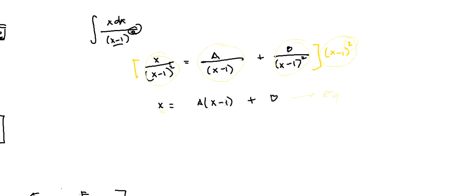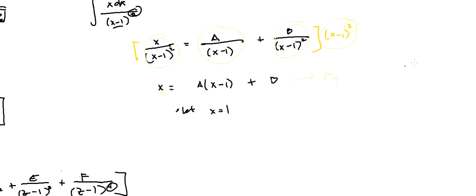Okay, so if we let x is equal to 1, then we have 1 is equal to A times (1 minus 1) plus B. So we cancel this out, 1 is equal to B, or B is just equal to 1.